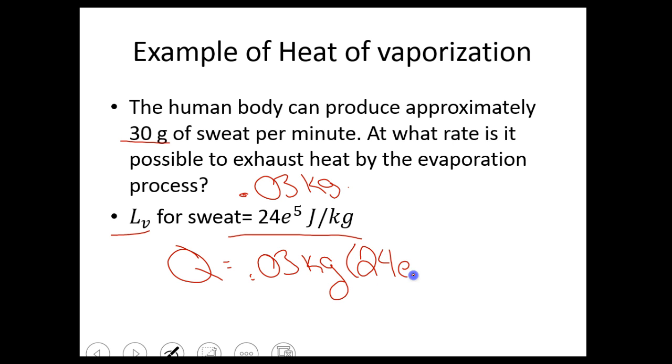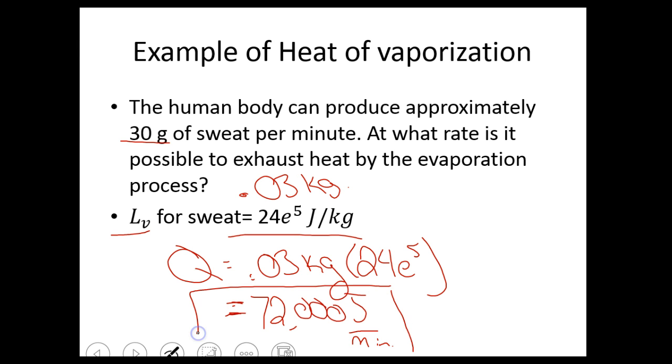And for sweat, that's 24 e to the fifth. Right? And so whenever we sweat 30 grams a minute, we're looking at losing 7,200 joules per minute in terms of energy loss per minute due to sweat.